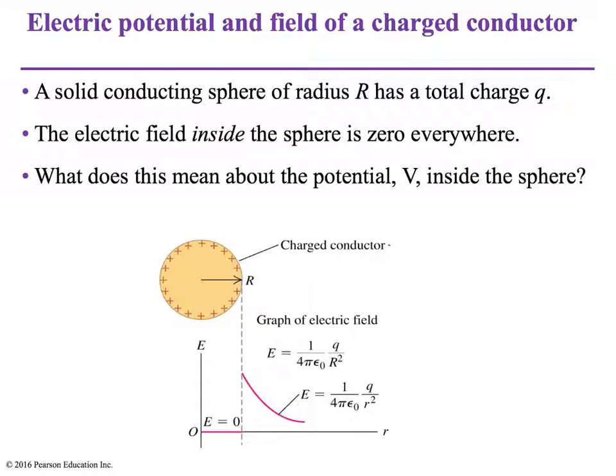Now, some of the applications: we learned some things about conductors that are in electrostatic equilibrium. So let's say that we had a conducting sphere, and all the charge, of course, is on the surface, and we know the electric field is 0 inside. And so we might ask, as we're moving from one point to another within the sphere, what does that mean about the potential? Well, let's look at this.